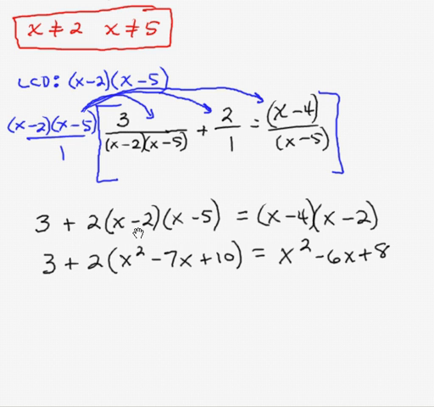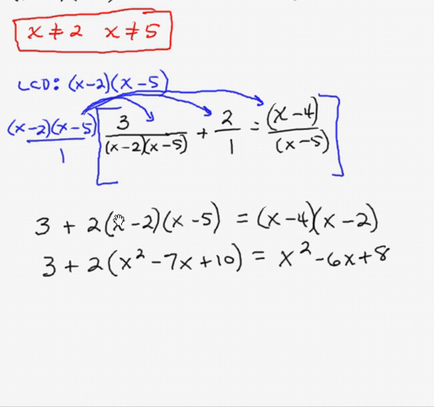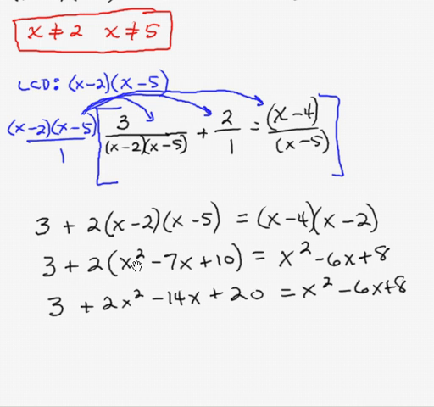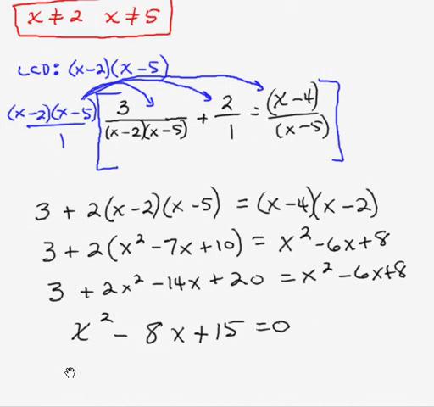Simplify that, FOIL these out, gives me x squared minus 5x minus 2x is minus 7x plus 10. This is x squared minus 2x minus 4x is negative 6x plus 8. Let's distribute out the 2 to get 2x squared minus 14x plus 20. And we need to try to get everything on one side, nothing on the other side.